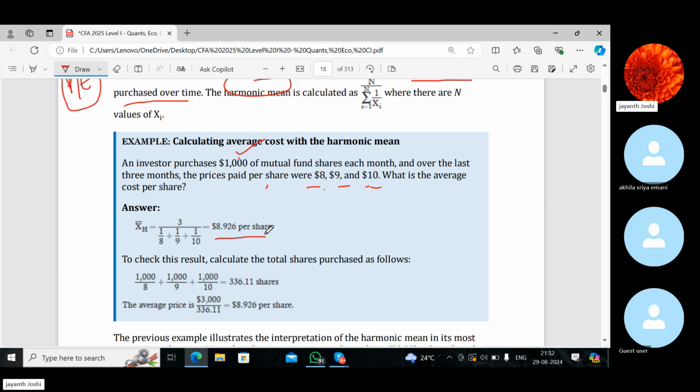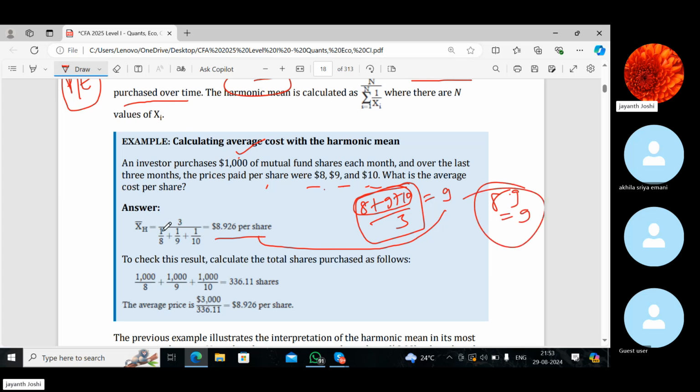So this is the harmonic mean. If you take the arithmetic mean also, I am telling you clearly, 8 plus 9 plus 10 makes 27. Divide by 3, you will get exactly 9. And we have taken the reciprocal of these terms and found the average. We got the answer almost the same, 8.9, and 9 is almost the same value.